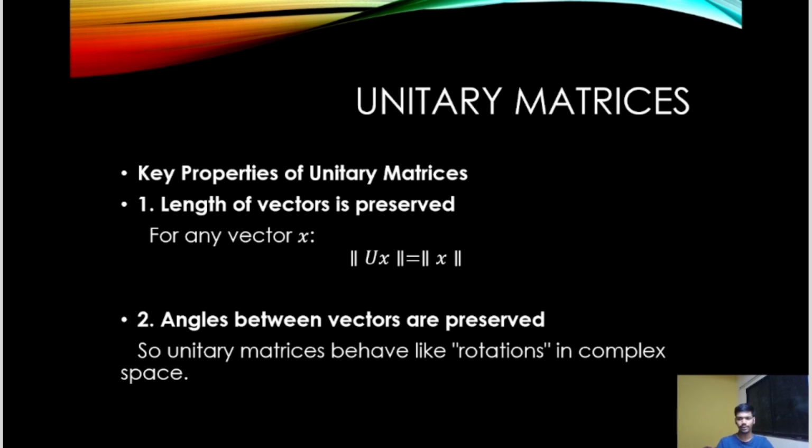Another important point is that unitary matrix makes computation stable. Since length and angle don't change, numerical errors don't amplify. This is why Fourier transformation, signal processing filters, and quantum mechanics rely heavily on unitary matrix.